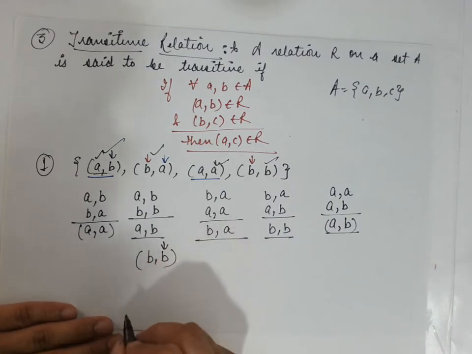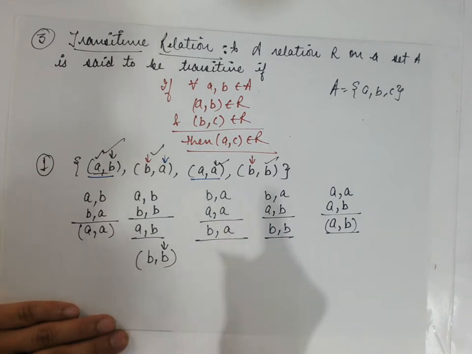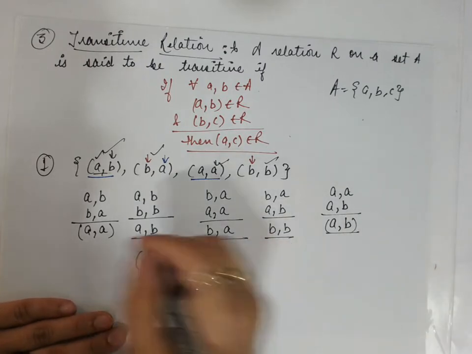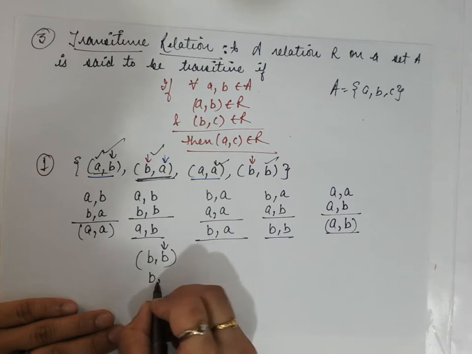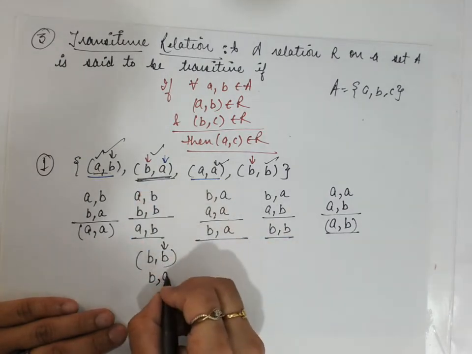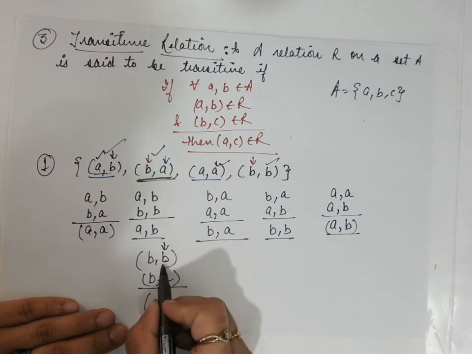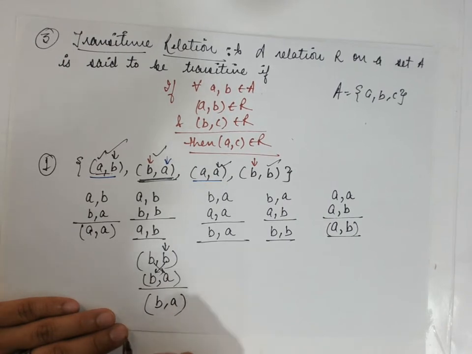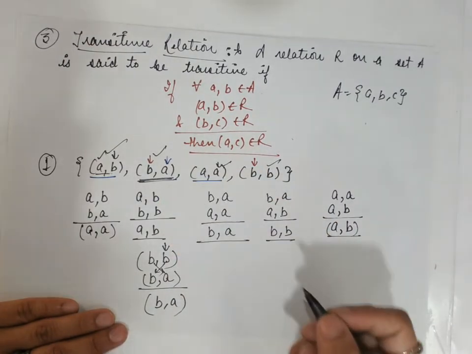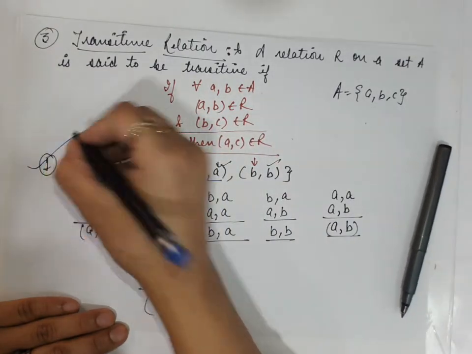Here B is the second element of this ordered pair. Is B the first element of any other ordered pair? Yes, B is the first element of this ordered pair. Then I have to check BB for BA. Here B is related to B, B is related to A, then B must be related to A. Does BA exist in the relation? Yes, BA exists in the relation. Therefore this relation is a transitive relation.